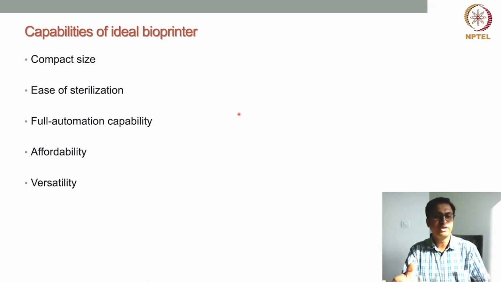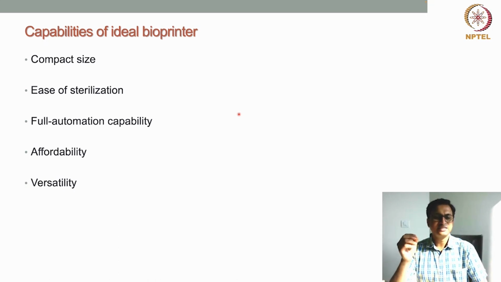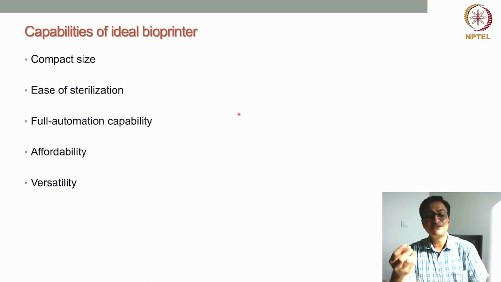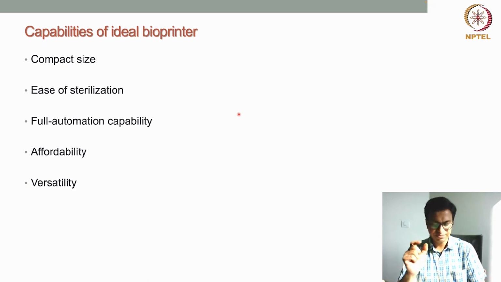Other things, affordability. For widespread use of these bioprinters, this is very much important. The bioprinter should be affordable, so that many researchers or users can afford the printer and use it, right? Versatile. The bioprinter should be able to print different types of materials, different viscosities of material, different types of cells, and different multicellular constructs can be fabricated with this bioprinter. So that is another important point. The bioprinter should be versatile in nature.